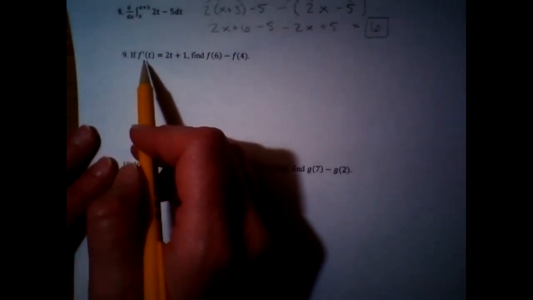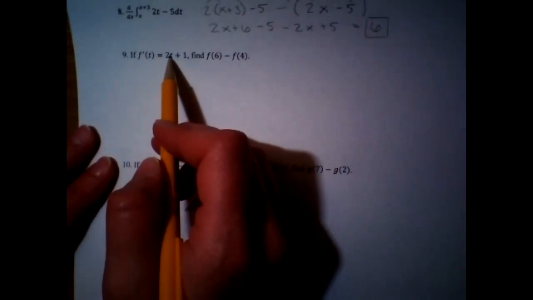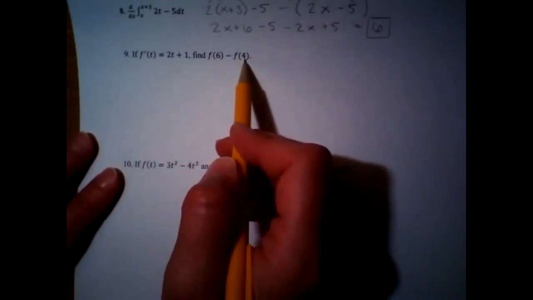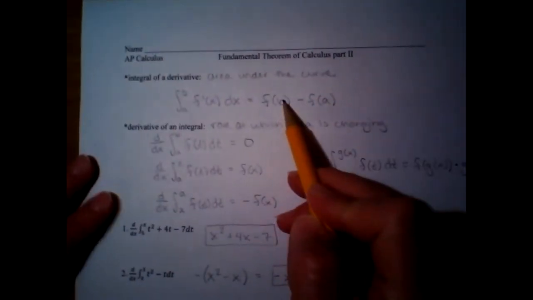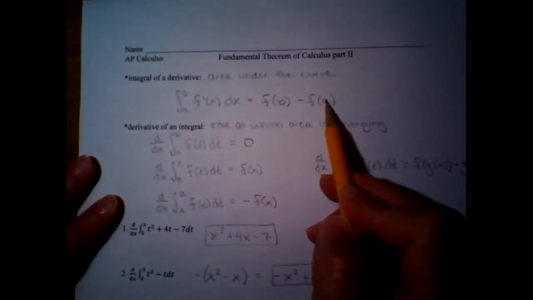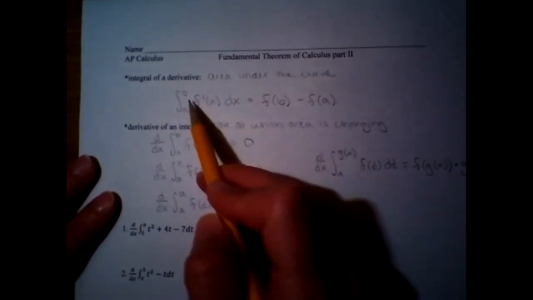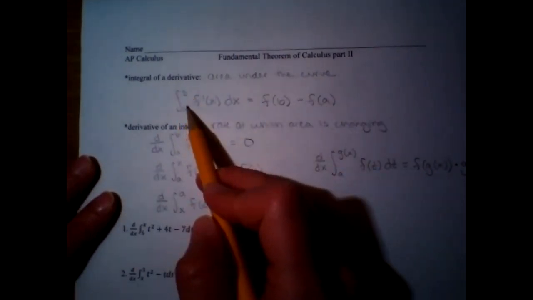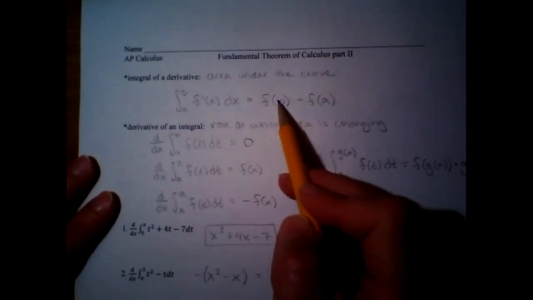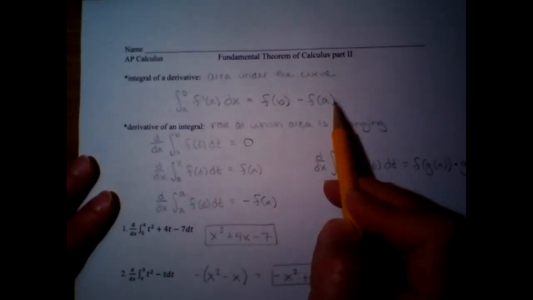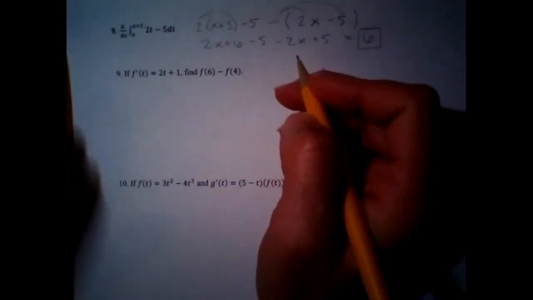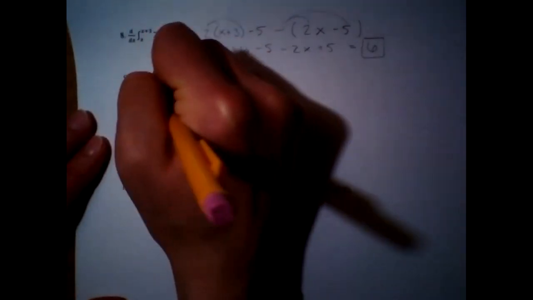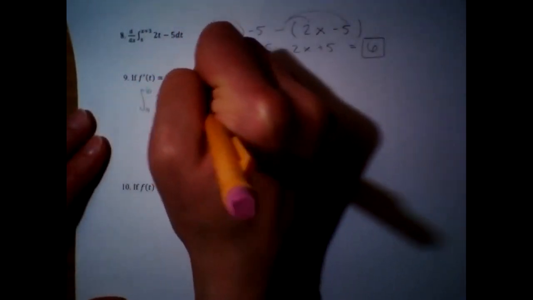All right, this says if f prime of t equals this, that's the derivative, find f of 6 minus f of 4. This is a review of the first part of the fundamental theorem. When they say find f of 6 minus f of 4, what they're asking you to do is an integral from 4 to 6. That's where your mind needs to jump. They ask you f of something minus f of something else. That's an integral. This is the fundamental theorem of calculus. So what they're asking us for is the integral from 4 to 6 of this derivative.